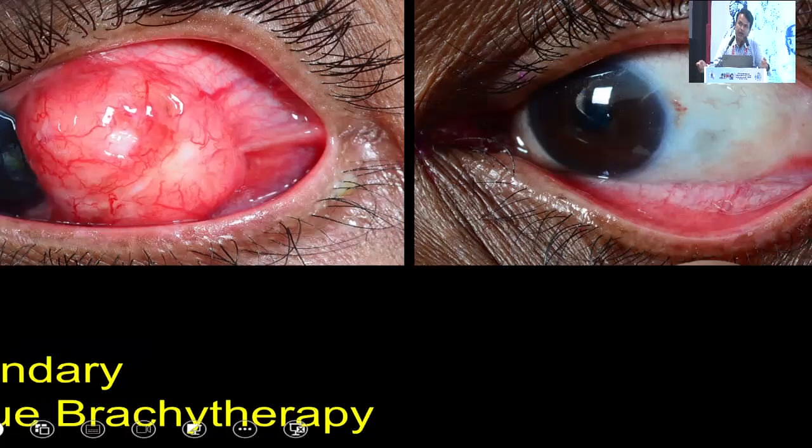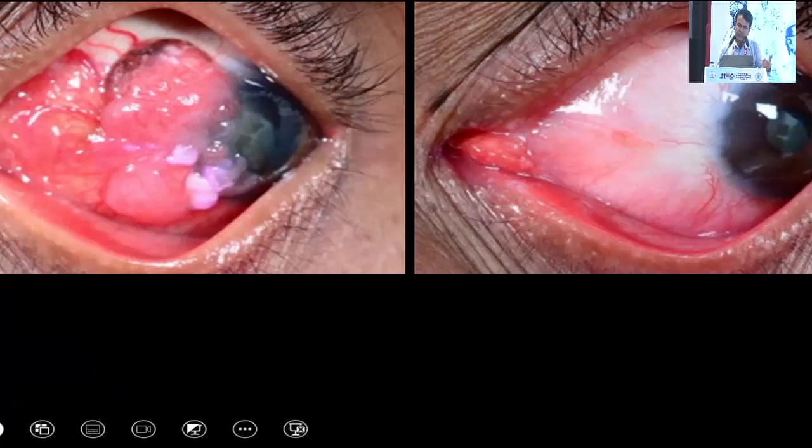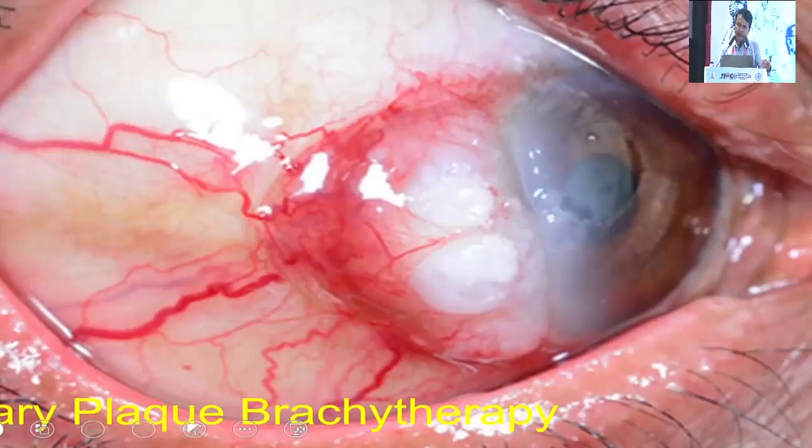This is secondary plaque brachytherapy. So what we do is we excise this tumor without any lamellar scleral dissection, and on the bed we apply the plaque for the duration of exposure, and then that is the kind of results you get. It's only 2 millimeter thickness that you're treating, and it is very safe. Radiation is very safe. You get tectonically strong sclera back. There is no perforation. Risk of perforation is almost zero.